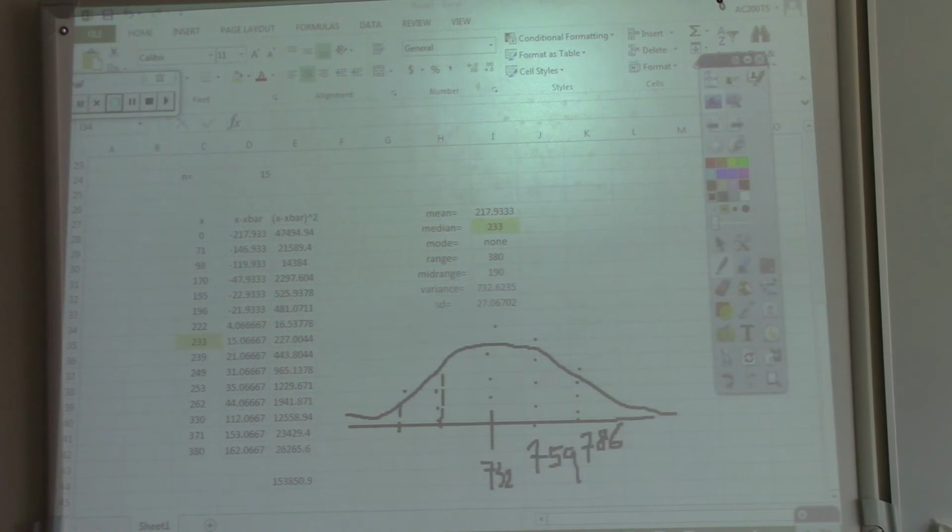And then back the other way, 732 minus 27 is what? 705? Y'all help me out. Y'all settle down. 705. 705 minus 27 is what? 680? Yeah.